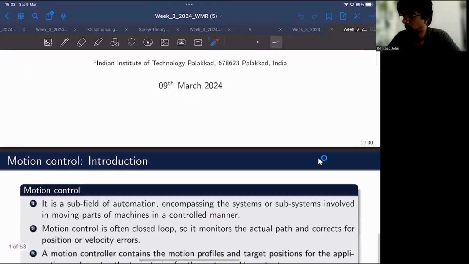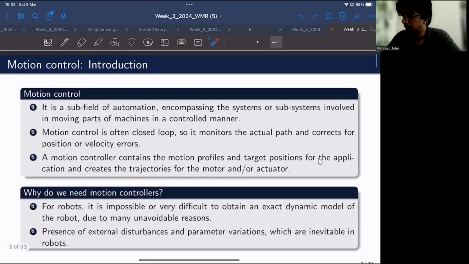Moving on. As I've already said, this week is all about motion controllers, so I thought it would be better to discuss what a motion controller is. We'll have some key definitions. A motion controller emphasizes these 3 points. The first is that it is a subfield of automation encompassing the systems or subsystems involved in moving parts of machines in a controlled manner.